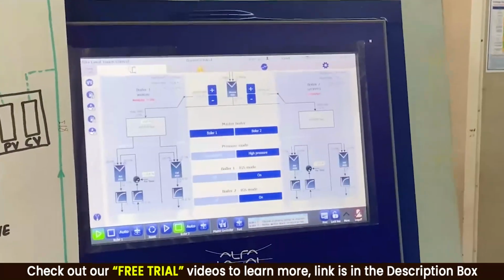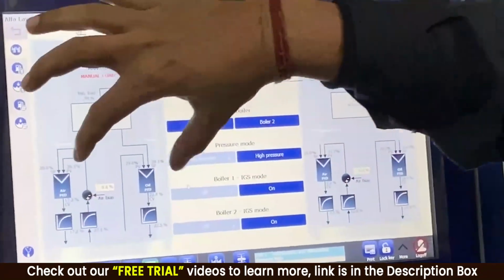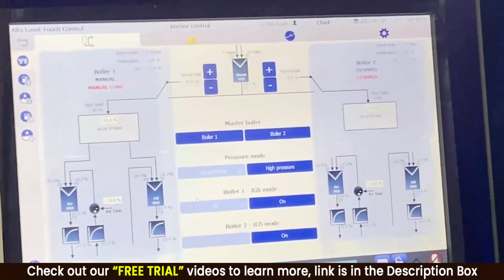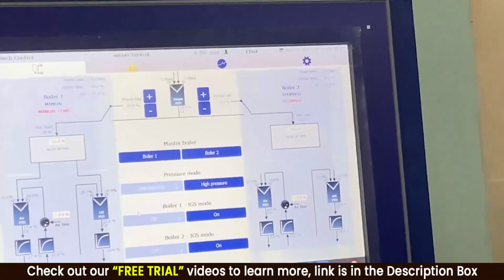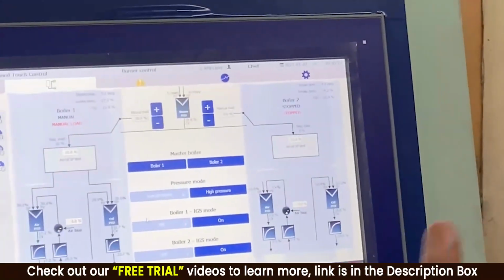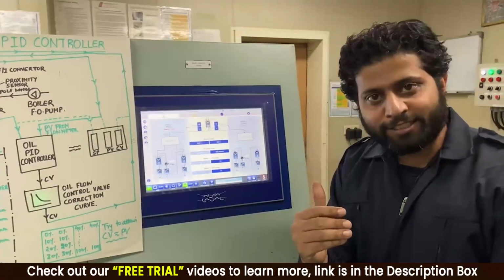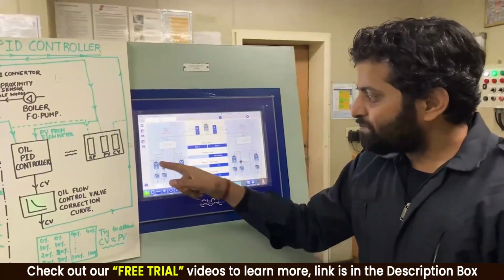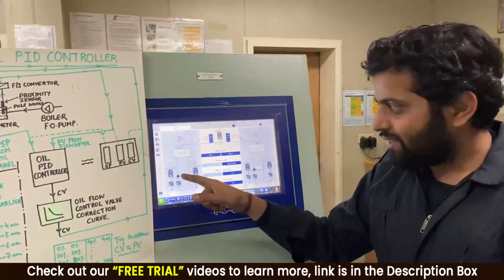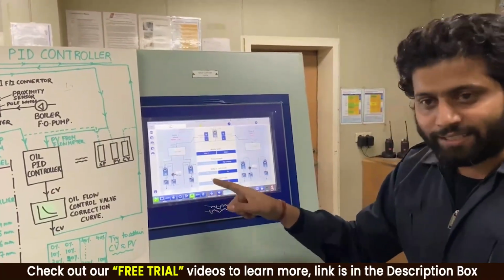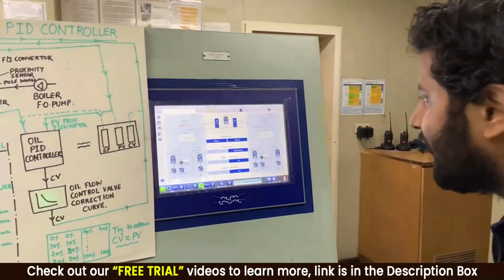Okay. Another thing that I want to show is, guys, I am talking about airflow and oil flow. Always remember two things. When we increase load, first air increases, then the oil increases. That's why when I increase the load, first of all air increased over here, and then the oil started increasing. Let me show you again. See, come on. I'll show you again.